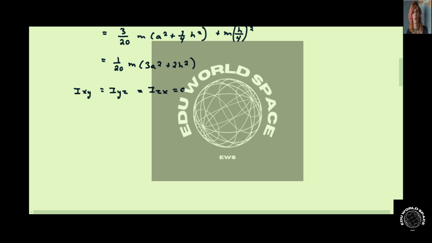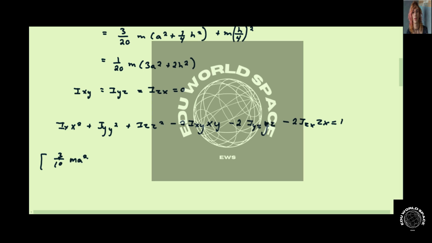And so for this, we end up with Ix x squared plus Iy y squared plus Iz z squared minus 2Ixy xy minus 2Iyz yz minus 2Izx zx equals 1. So we have 3/10 M A squared x squared plus 1/20 M (3A squared plus 2H squared) y squared plus 1/20 M (3A squared plus 2H squared) times z squared, minus 0 minus 0 minus 0 equals 1.